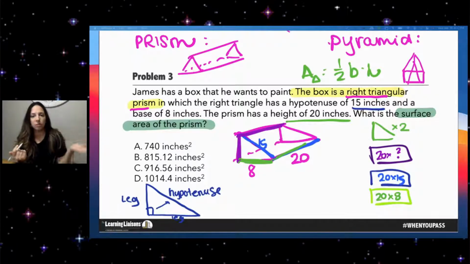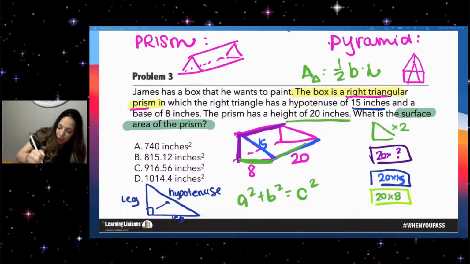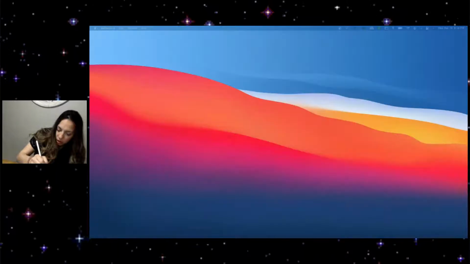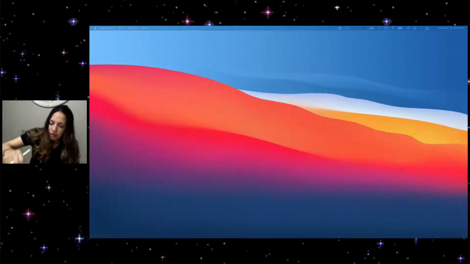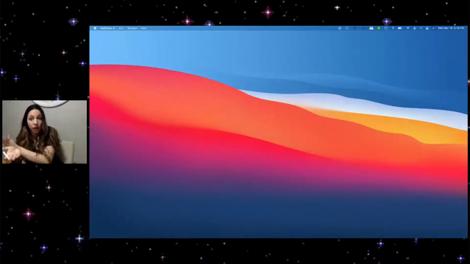You do not have to use the Pythagorean theorem. Everybody else, you need to know how to use the Pythagorean theorem. So we're going to use the Pythagorean theorem to find that missing side. A squared plus B squared equals C squared. So I have 8 squared, and we just disconnected. Lovely. It's not because of the weather. 8 squared plus X squared equals 15 squared.